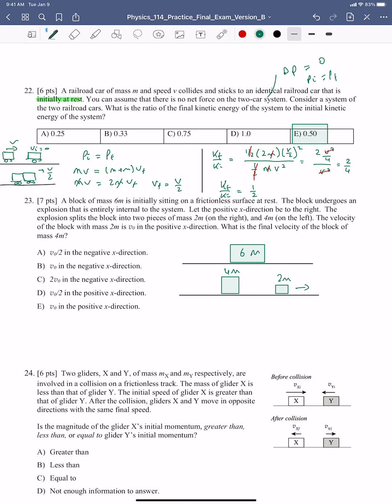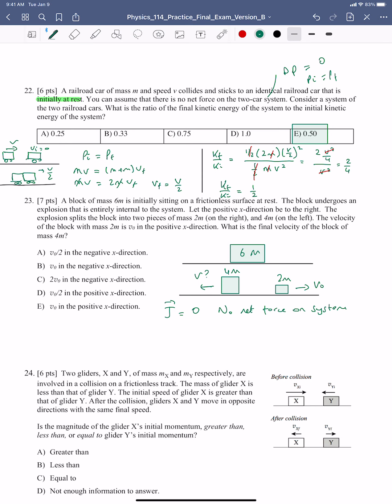And the 2m is moving with a speed of v0 in the positive x, and this is moving with some speed v that we don't know to the left, but the total momentum must be constant. Again, the impulse is 0, and there's no net force on the system of the 6m block. The force that caused the explosion is internal to the system, so it won't change.